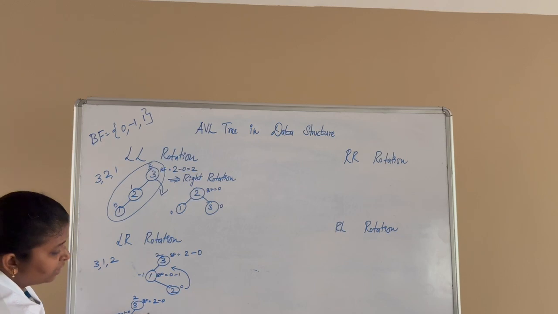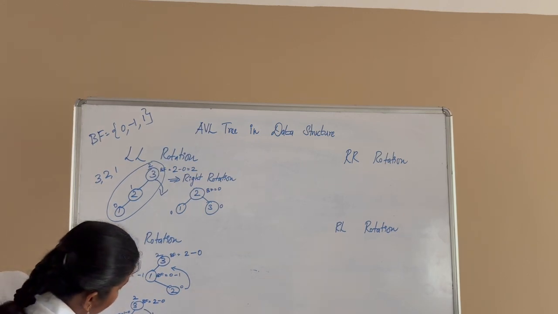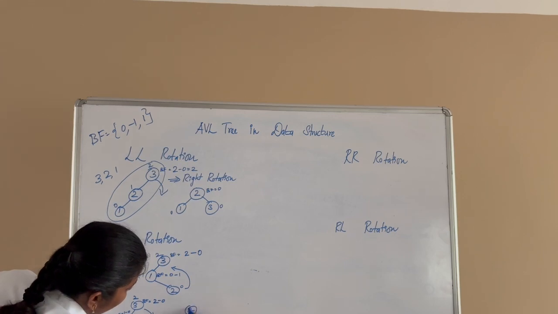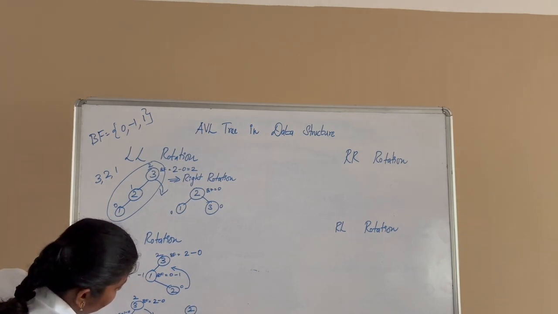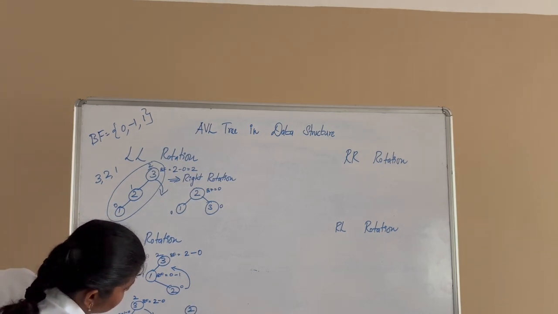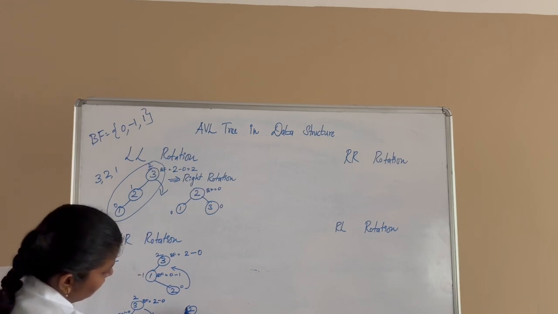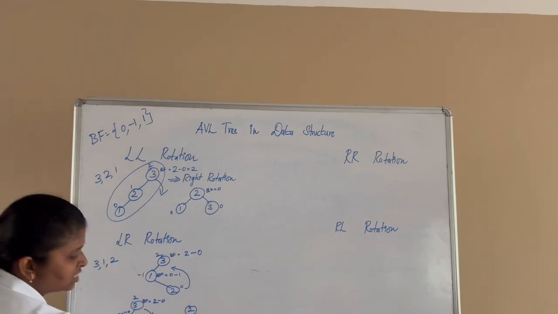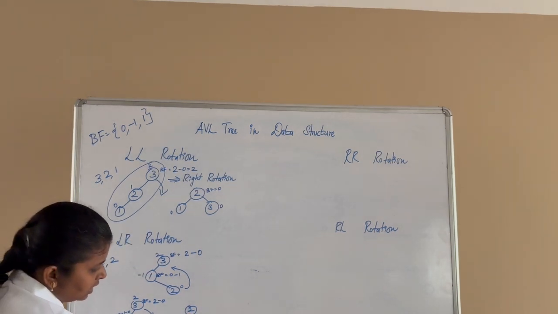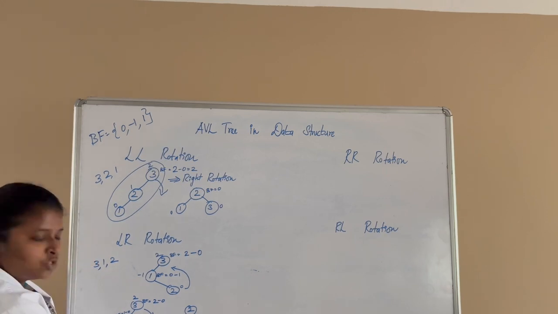So you have to perform the right rotation. Here the tree changes: 2 will come as the root node, 1 will be the left subtree, and 3 will be the right subtree. Now if you calculate the balance factor for these nodes, you can see whether the tree is balanced or not.